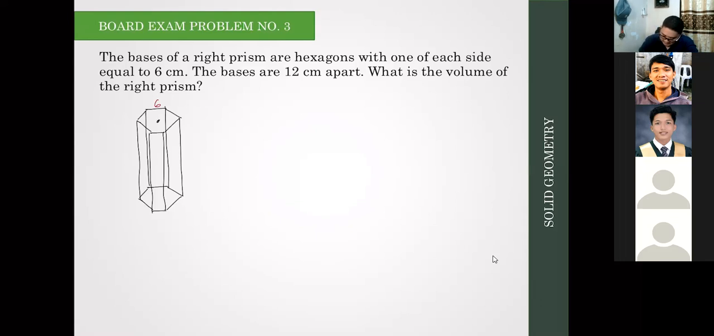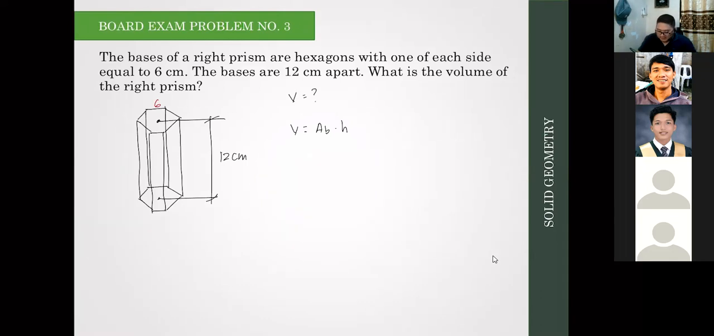So, yung base natin, okay, 12 cm apart. Pinapahanap is si volume. Okay? And kapag ganito, same nung ating cylinder, ang volume natin is area ng base times yung height natin. Okay? And ano yung base natin? Ang base natin is a hexagon, no? Kailangan kunin muna natin yung area ng hexagon.